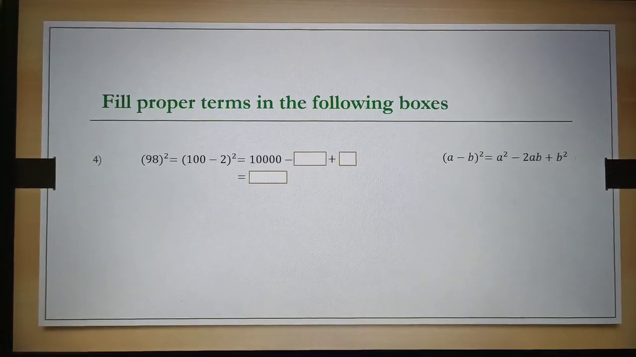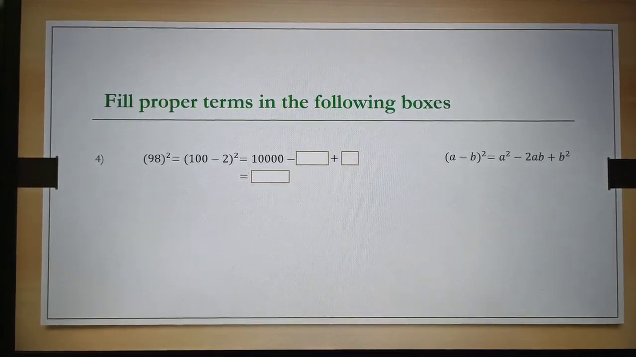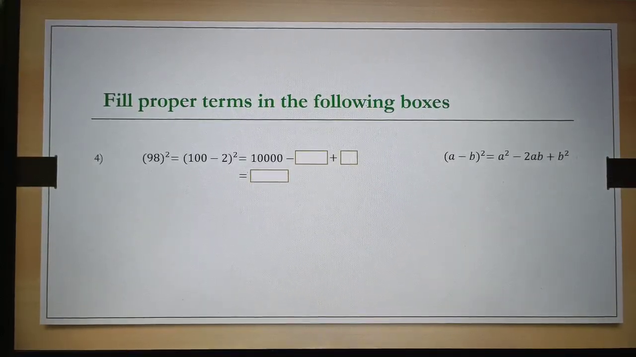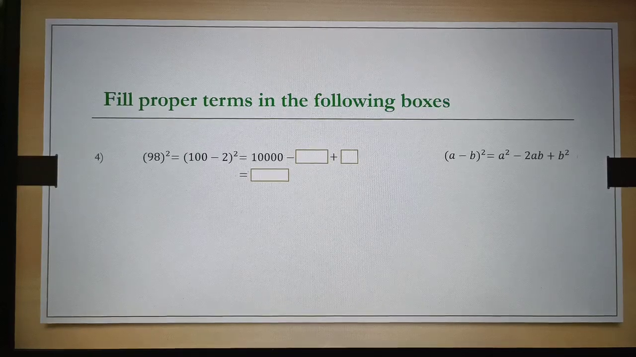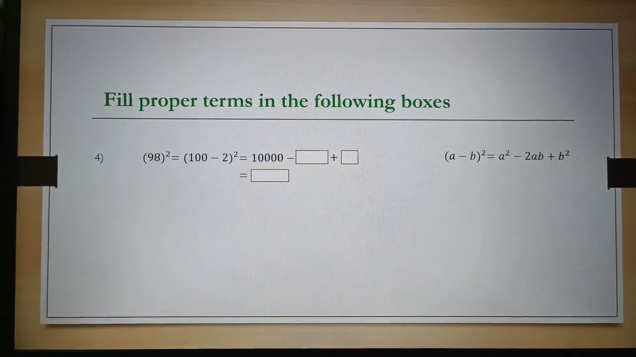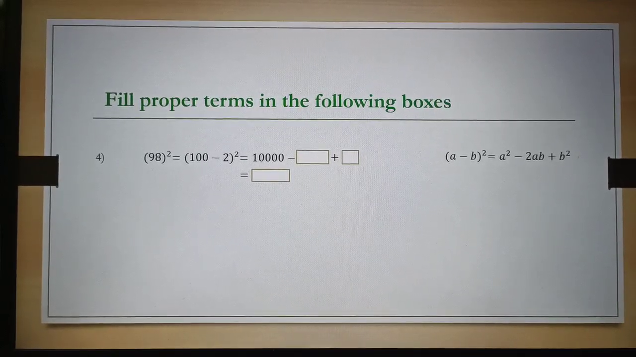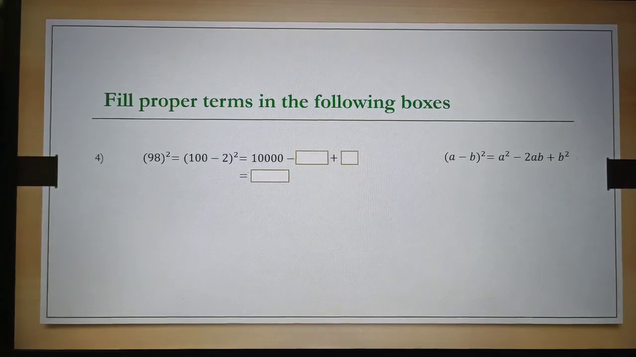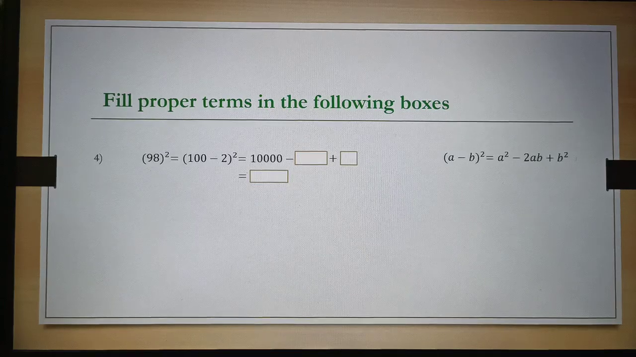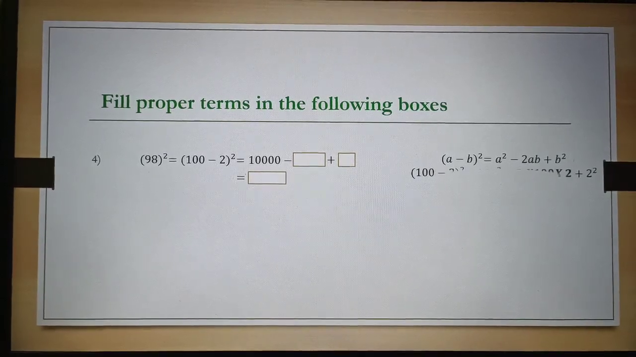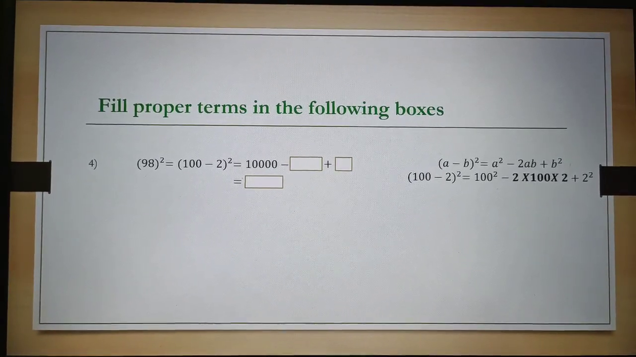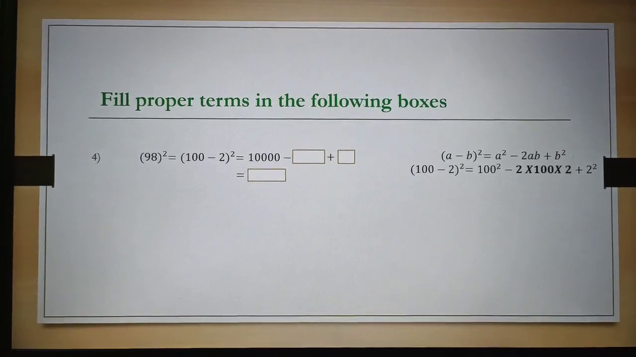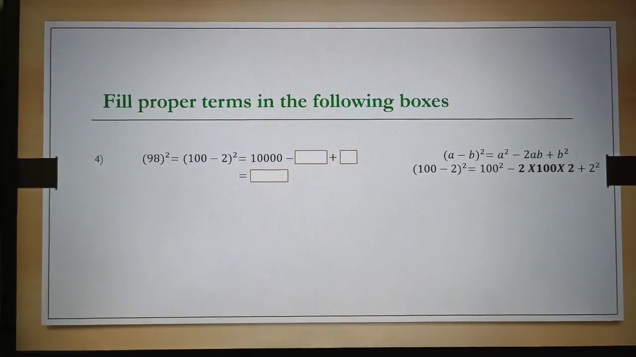Next, fourth question, (98) the whole square is equal to. This should be divided into two parts, that means (100 minus 2) the whole square. Here we are going to use the identity (a minus b) the whole square is equal to a square minus 2ab plus b square. Here a is 100 and b is 2. So that is equal to 100 square minus 2 into 100 into 2 plus 2 square.